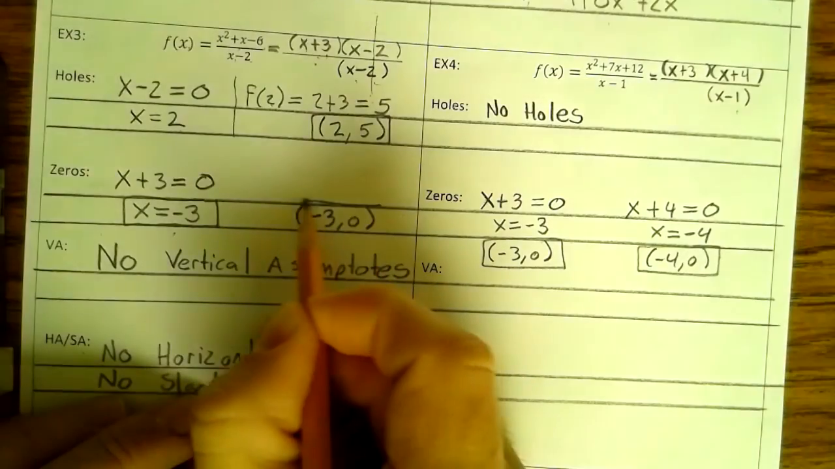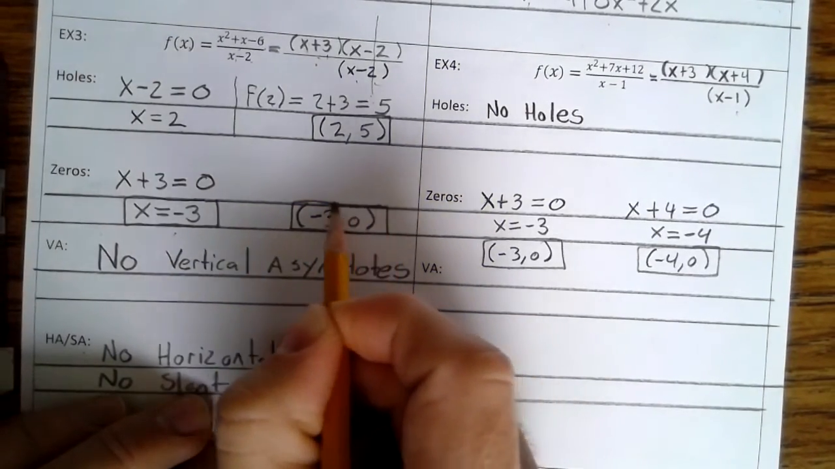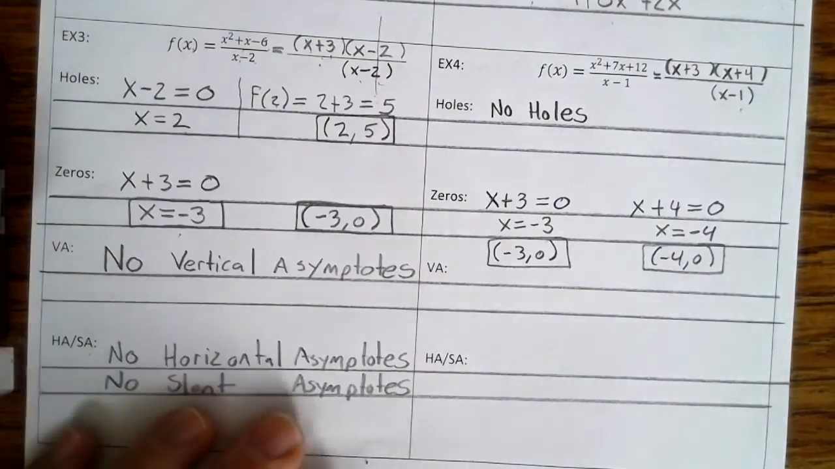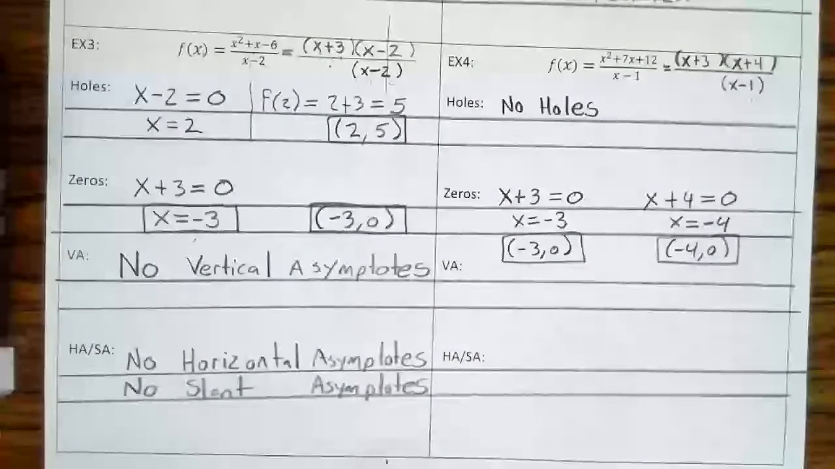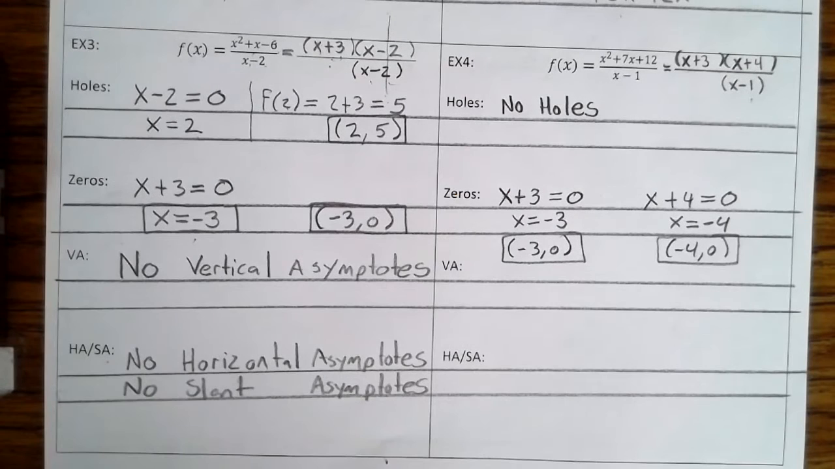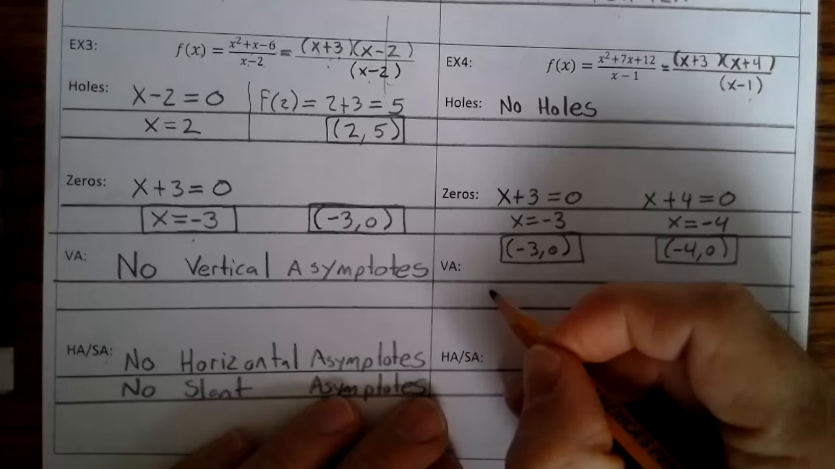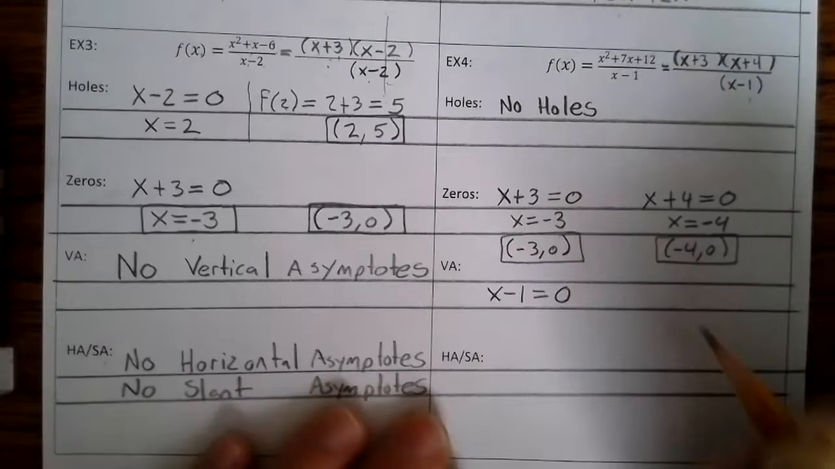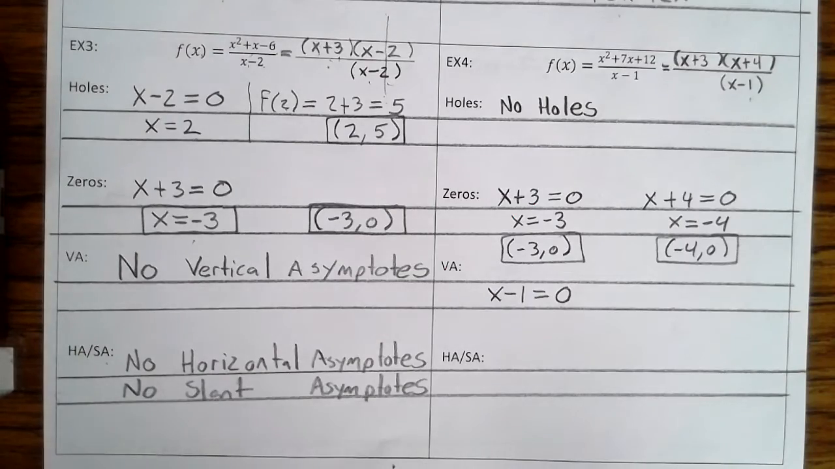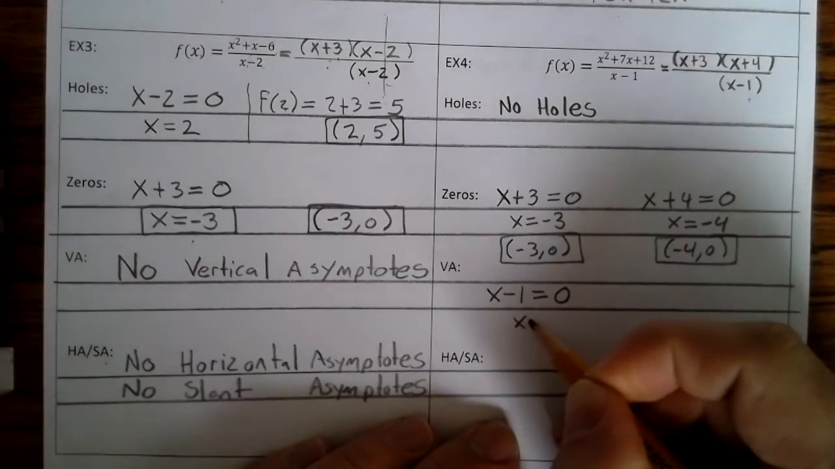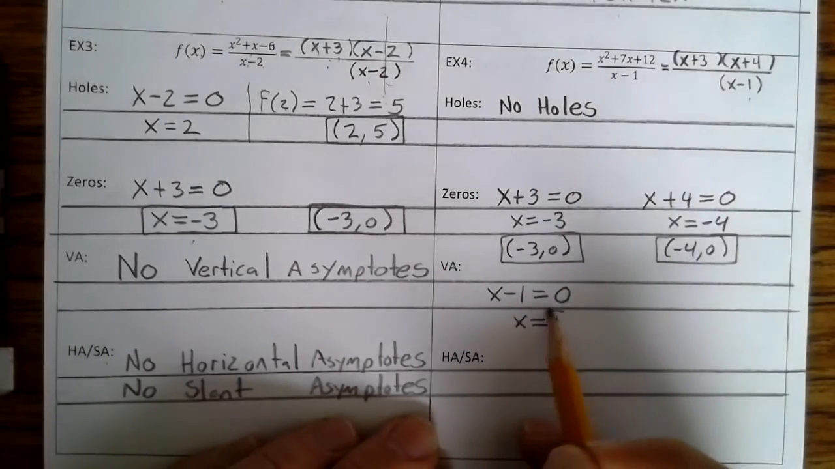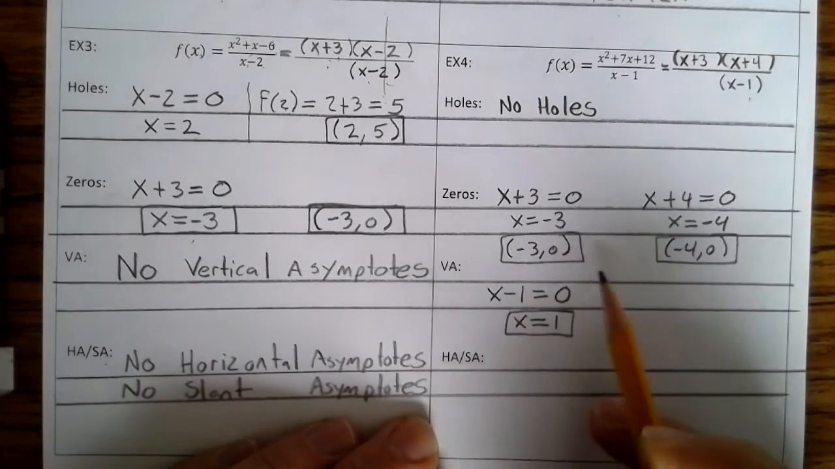All right, now for the vertical asymptote, you set the denominator equal to 0, so x minus 1 equal to 0. So x equals 1. Now, the reason why it's important that you write the zeros as points is because the vertical asymptote is x equals. So when you say x equals, you're implying that this is a vertical asymptote, so you have to write it as a point when it's a zero.